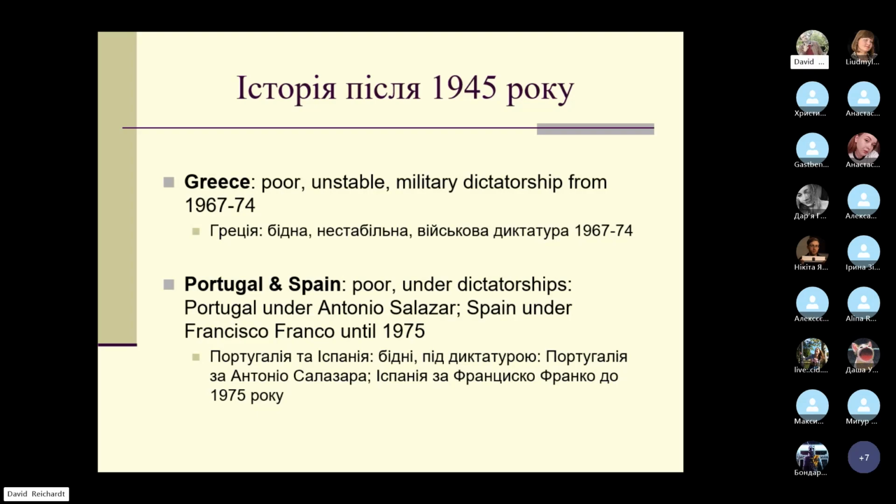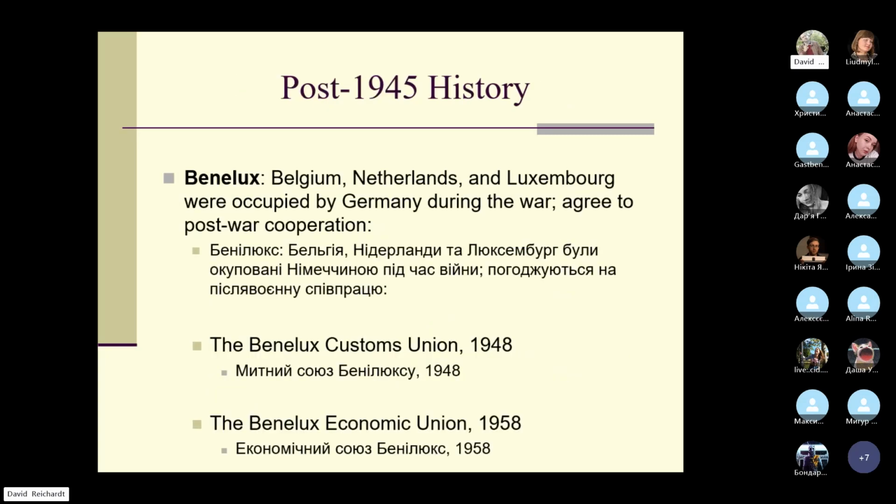Yeah, interesting that all the way until the 70s, Greece and Portugal and Spain had dictators, yeah, in more this fascistic style. What about the little Benelux countries?